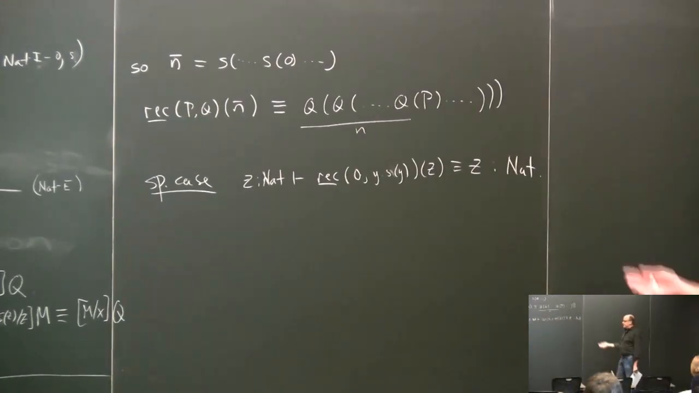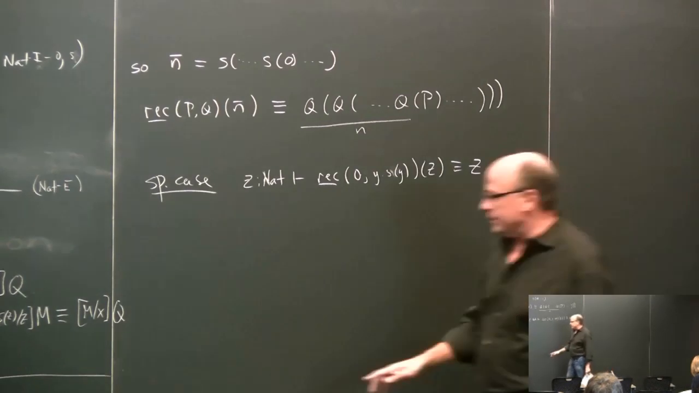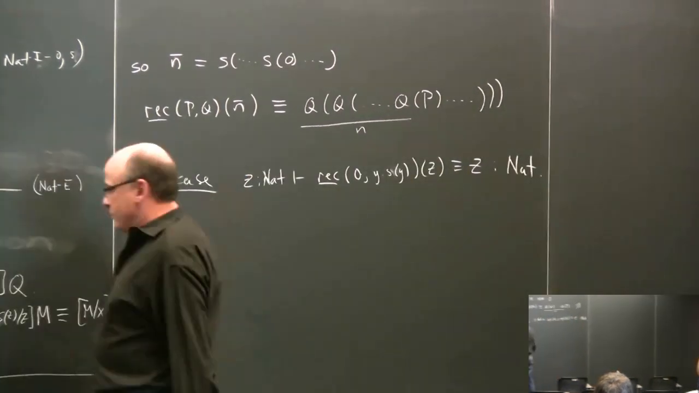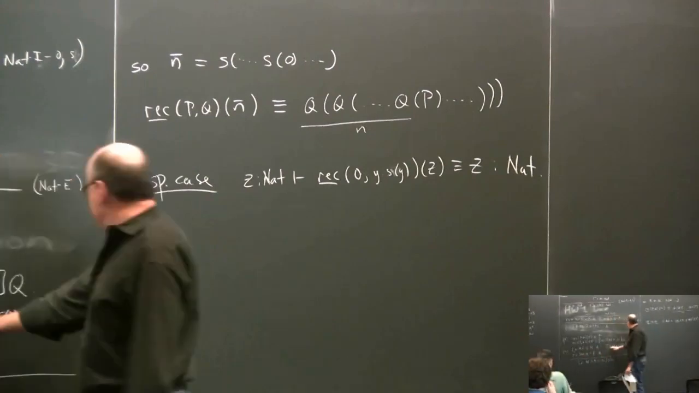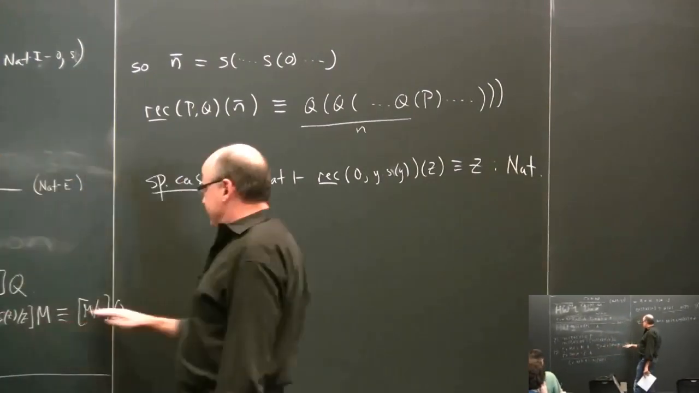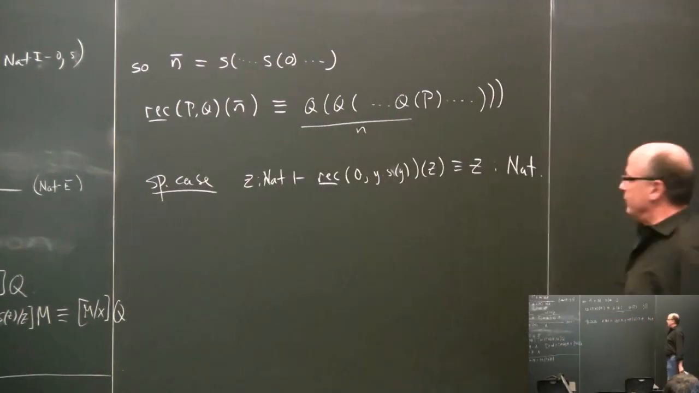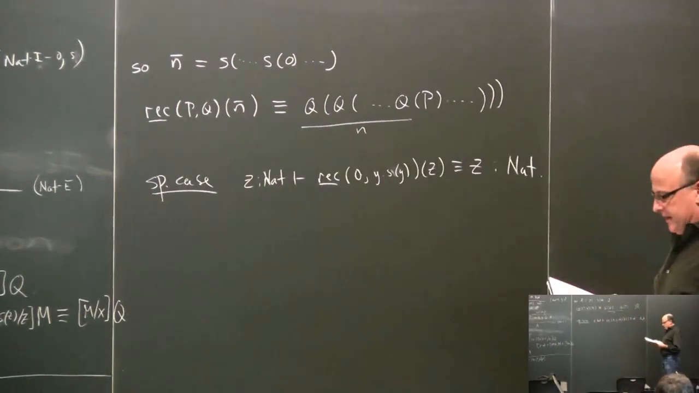So that's a special case. You just work that out, I think, if I did it correctly on paper. So the M is a variable now, just Z by itself, so 0 is equal to 0, and successor of Z is equal to successor of Z if you just plug it in, because that's the successor. And so we get that. So that's one special case.